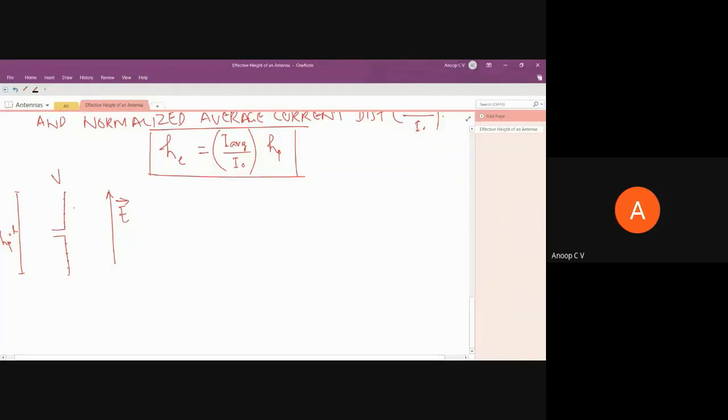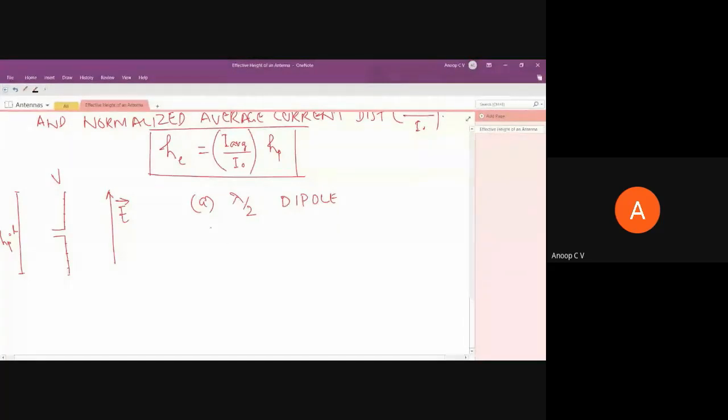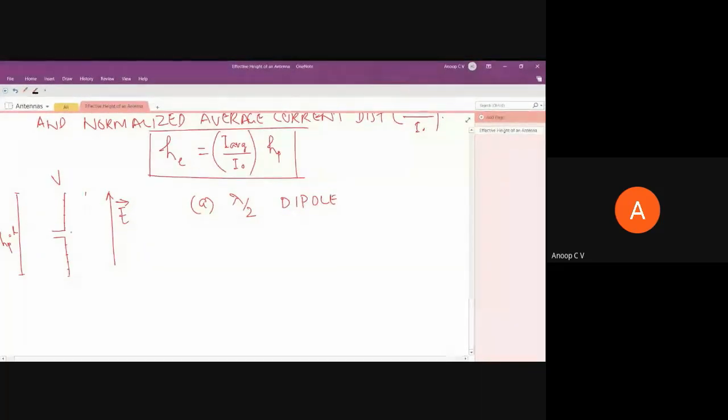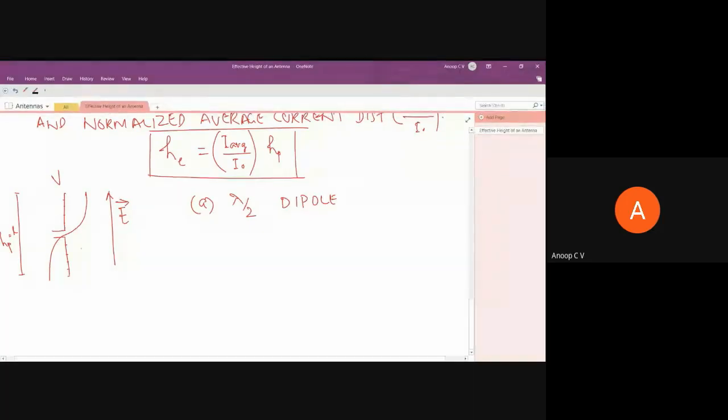Take the case of a lambda by 2 dipole, a half wave dipole. If it is a half wave dipole, the voltage distribution will be something like this. On a half wave dipole, at the ends it will be maximum, and at the middle it will be minimum. And the current distribution will be something like this.